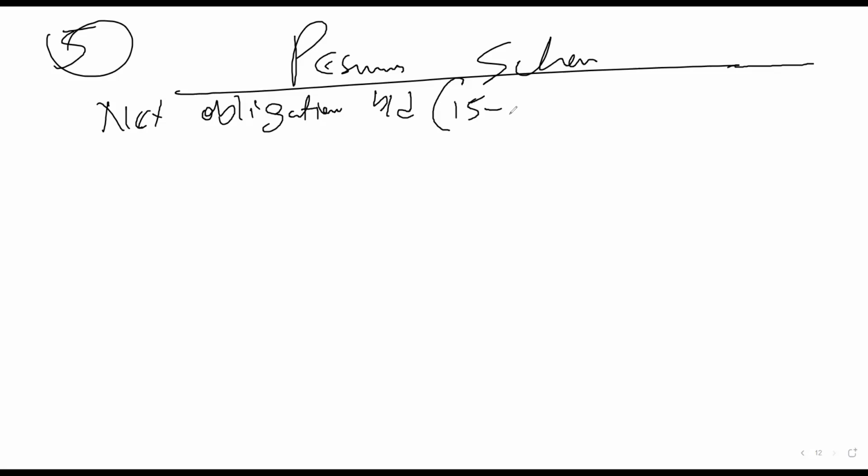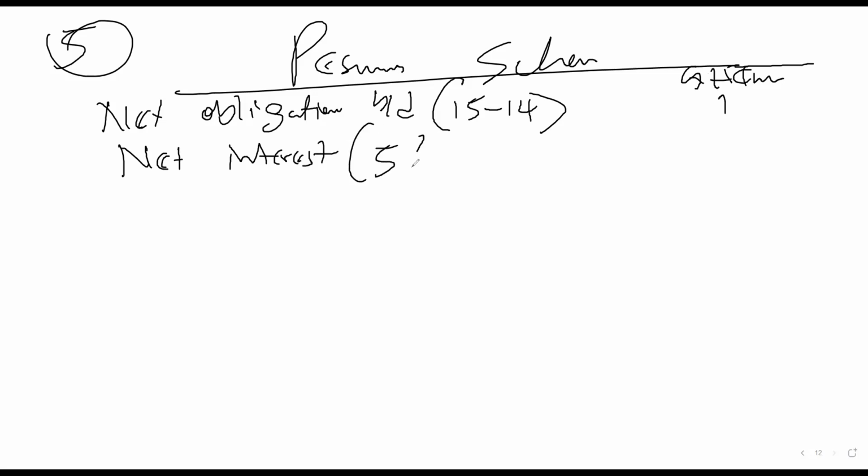15 minus 14 is 1. Then you write what? Net interest. What's the interest rate? 5%. Times 1. What do you get? 0.05.